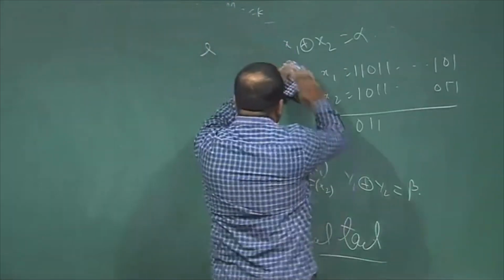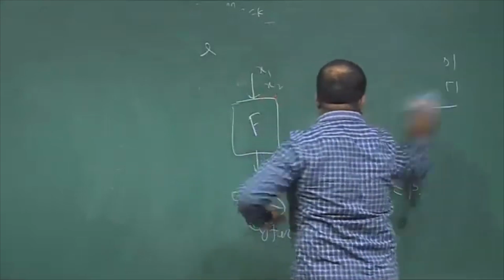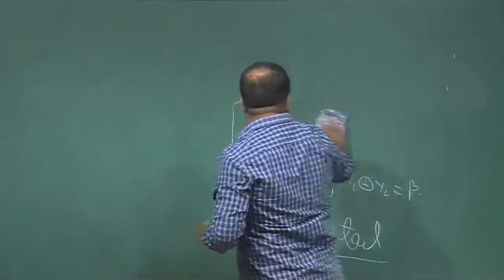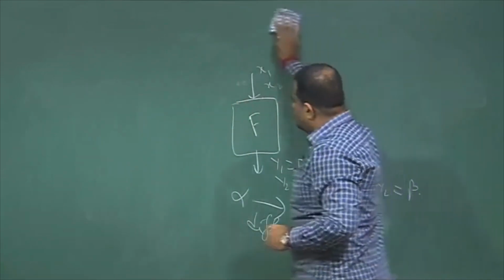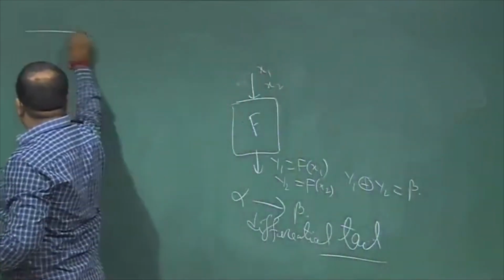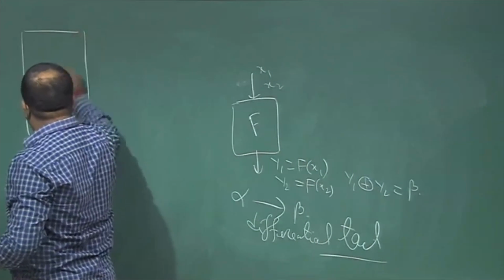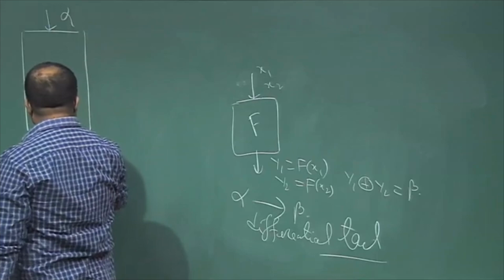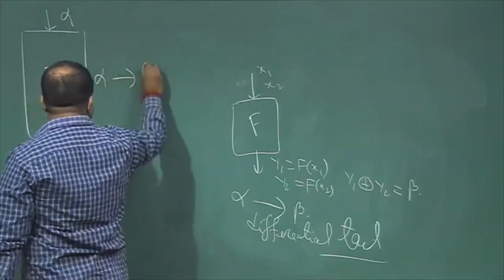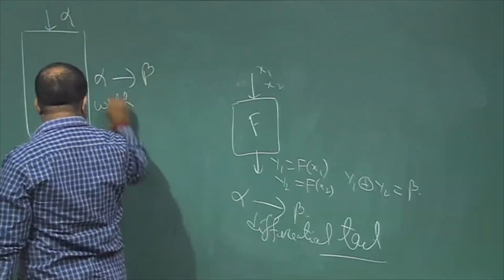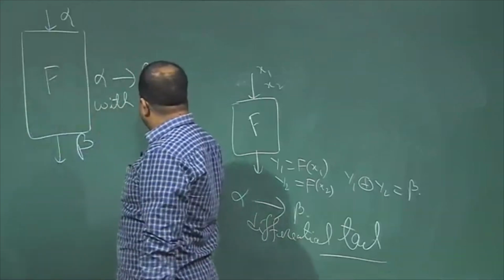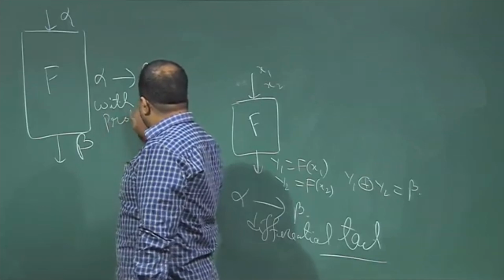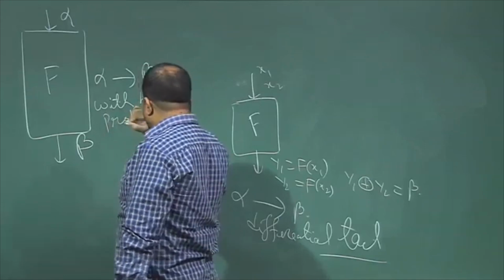So suppose such alpha beta exists with high probability, that means if the input difference is alpha, then the output difference will be beta. For this f, if the input difference is alpha, then the output difference will be beta with high probability. How to get this? We will come to an example. High probability means greater than half. This is a probabilistic attack.